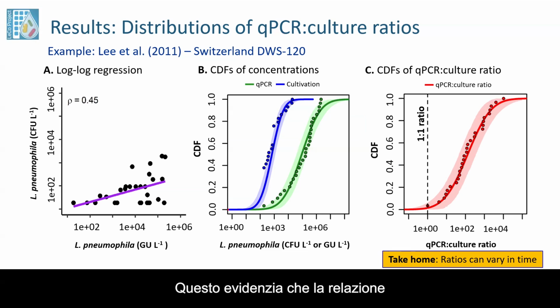This highlights that the relationship between qPCR and culture result is not fixed, but can fluctuate significantly within the same building over time. Accounting for this variability is essential for developing safe and realistic conversion factors to input qPCR data into risk assessment.